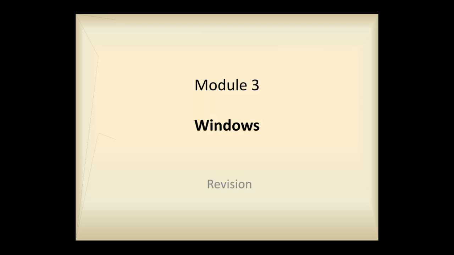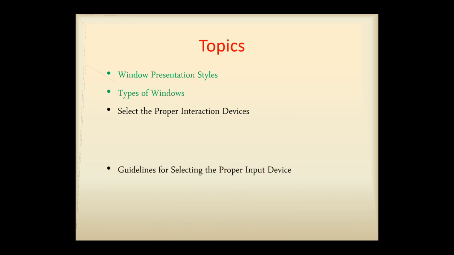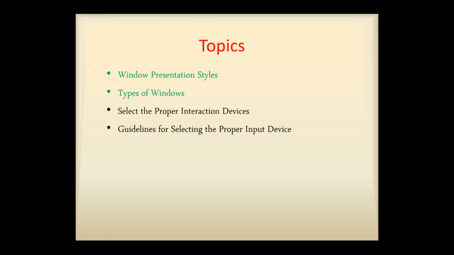So we were trying to revise module 3, that is Windows and Controls. In the previous video we discussed window presentation styles and some of the types of windows, and in this video we shall be discussing topics such as selecting proper interactive devices and the guidelines for selecting proper input devices as well as some of the output devices.